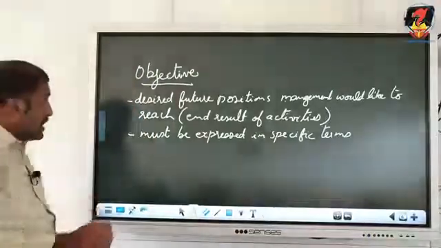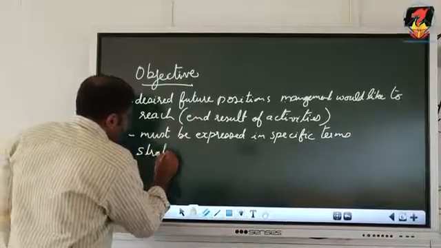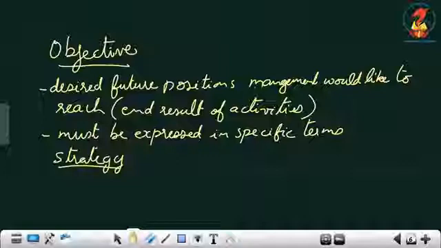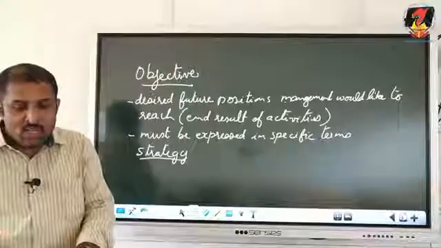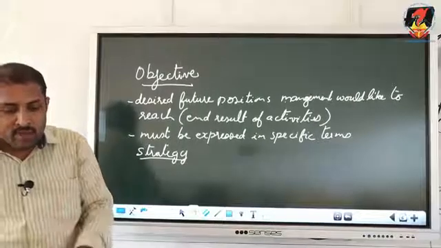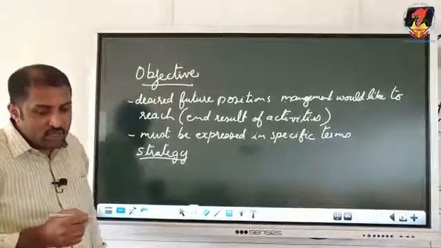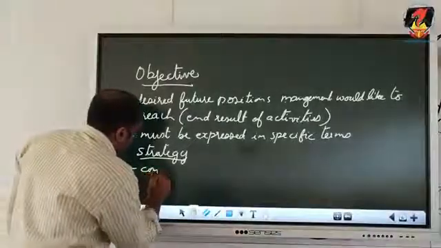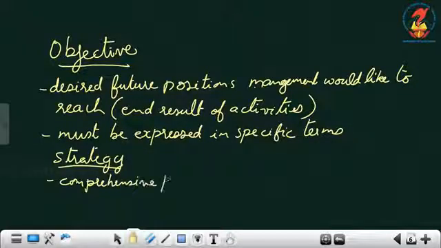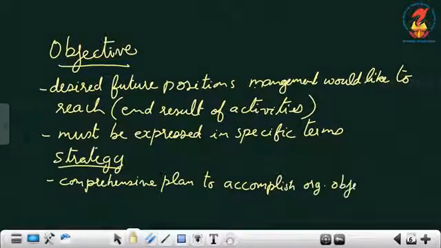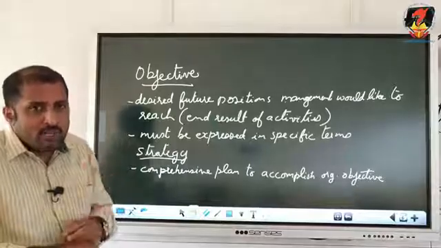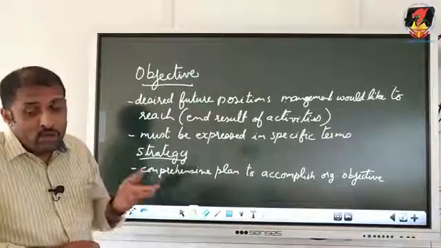Now coming to the second type of plan, that is strategy. If you are asking what is strategy, strategy is a comprehensive plan for accomplishing organization objective. It is a particular way which is adopted in order to achieve the organizational objective.